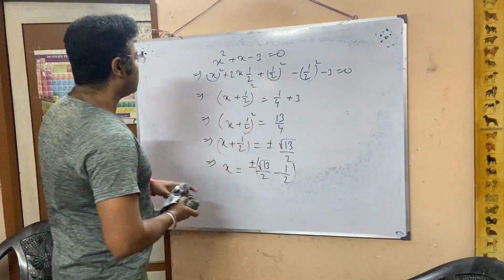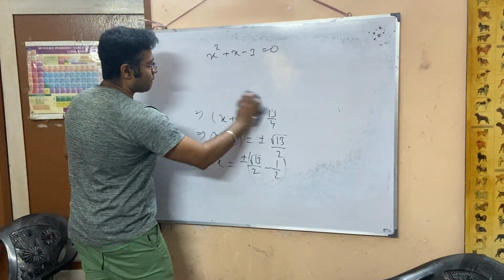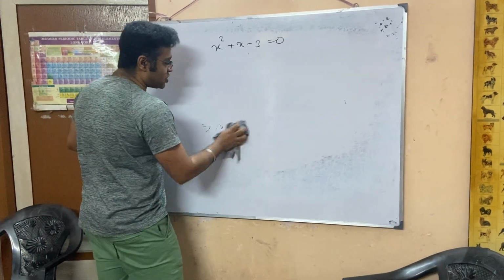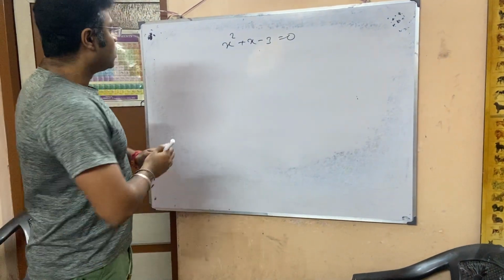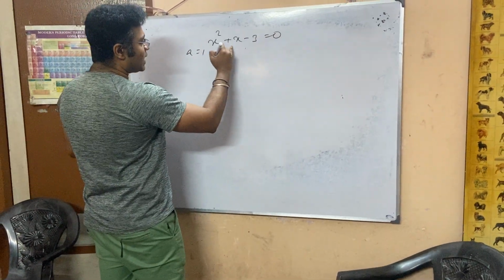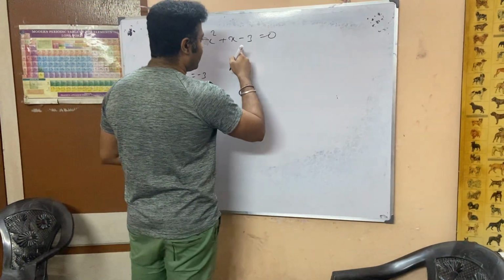I am doing it once again for you. That is obviously easier, but actually you should know how that derivation is coming. That's why I have done the entire thing. See, it is ax squared. So a equal to 1, bx, so b is also here 1, and c equal to minus 3. Never ever ignore the sign.